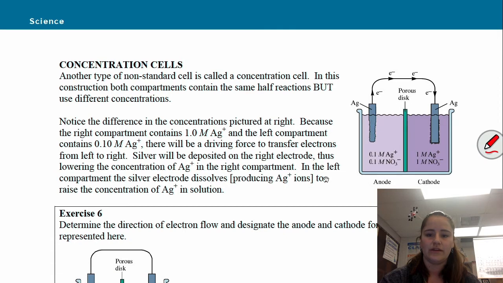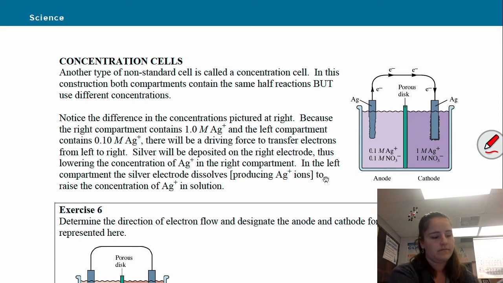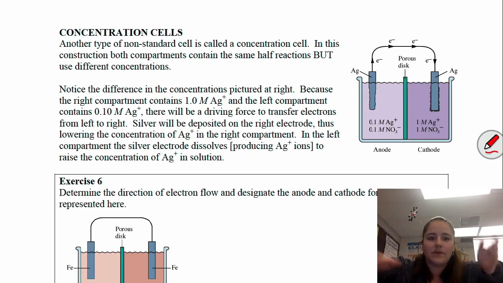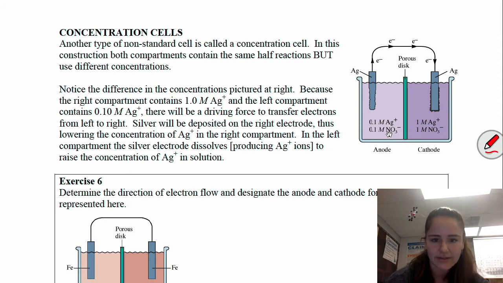Where is 3? Is this page 3? Yep. Okay. So another type of non-standard cell is called a concentration cell. It's where they both are the same, but they use different concentrations, okay? If you look at this example right here, both solutions are silver nitrate. You got silver ions and nitrate ions. And nitrates always dissolve, so they dissolve into ions completely, okay? On this side, you have 0.1 molar. On this side, you have 1 molar. So you have 10 times the concentration of it in this compartment on the right.